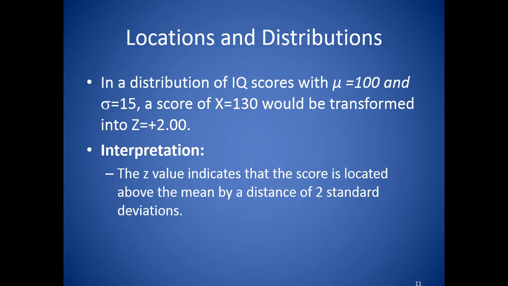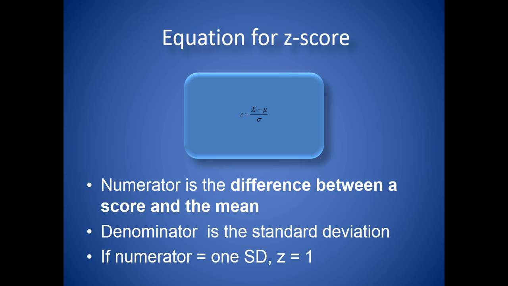How do we interpret that? Very easily. The z value indicates that the score is located above the mean, because it's a positive sign, by a distance of 2 standard deviations. So here's the formula. I think this is the simplest formula you ever have to remember in inferential statistics. The z-score is just the individual value or score, represented by an x, minus the mean of the population. It's a known mean of the population.